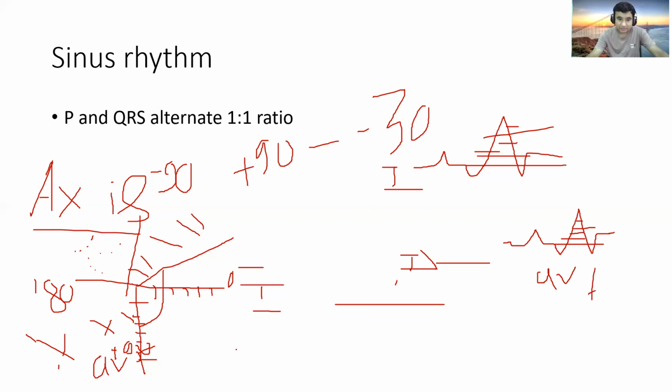Then we have to draw the line from here to meet another line from the AVL, and this is your axis. So this falls in the normal direction. If AVF is negative, then we have to go in the upward direction, so it may be left axis deviation. This is how we have to calculate the axis, and whether it is the right axis, left axis, extreme axis or normal axis, we have to comment upon after the rhythm.